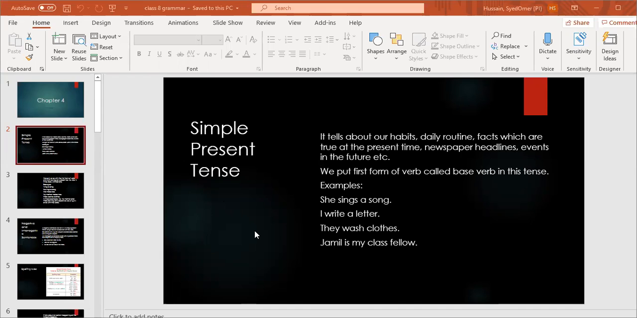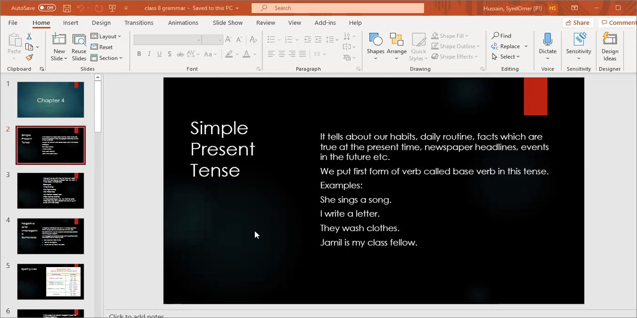So students, I've told you simple present tense tells about our daily routine, our habits, okay? Like whatever we do on daily basis, general truths, okay? Whatever happens at the present time. Now, what do we put? Which verb do we use in this tense? We use the first form of verb in this tense. The first form of verb is known as the base verb.